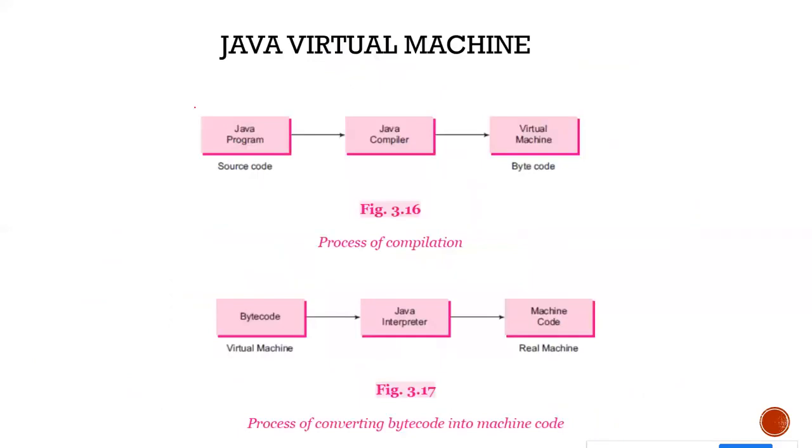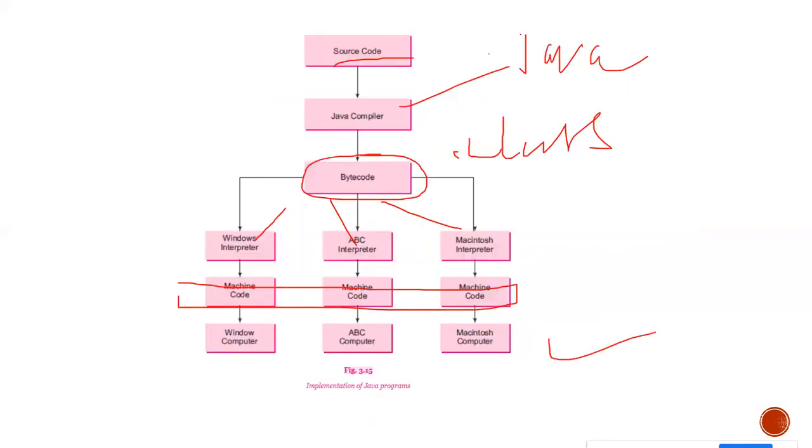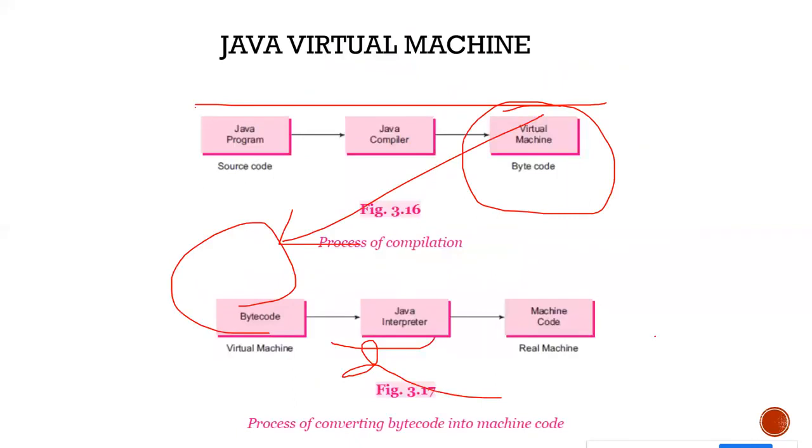That we call the Java virtual machine. A Java program given to the Java compiler produces the bytecode. This bytecode is given to the Java interpreter in the second step, where it is converted to the corresponding machine code. So this is what we call the Java virtual machine. In short, we'll be using the term JVM. We have already learned what JVM is in the previous class. JVM is nothing but Java virtual machine.